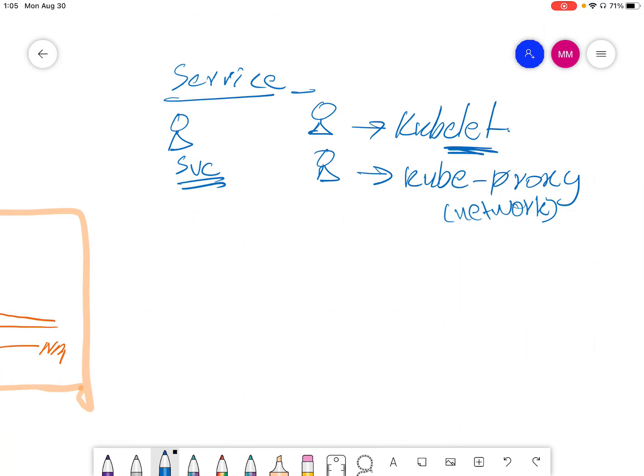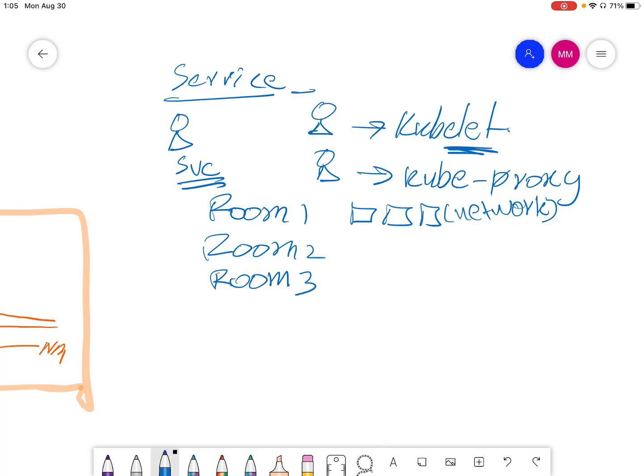They know who is in room number 1, who is in room number 2, who's in room number 3, and so on. So they keep track of which containers are running here, which containers are running here, and which containers are running here. And they say, hey, let's not have everyone reach out to everyone. Please talk to us, and we will join you to the right party.